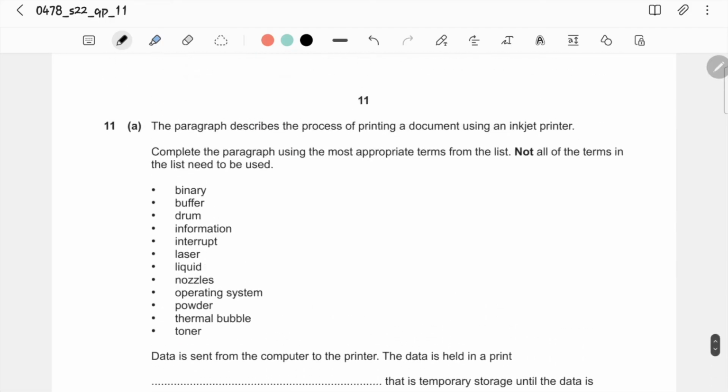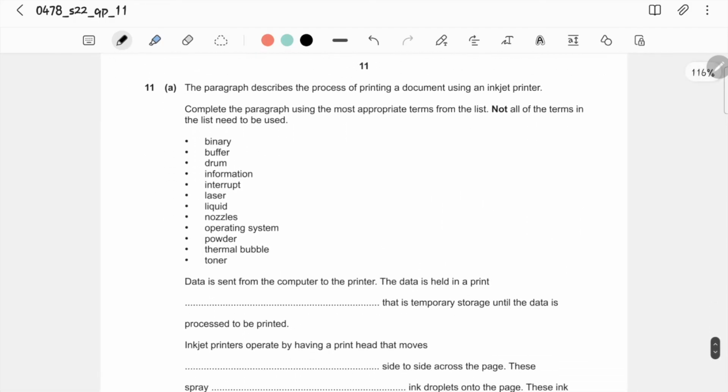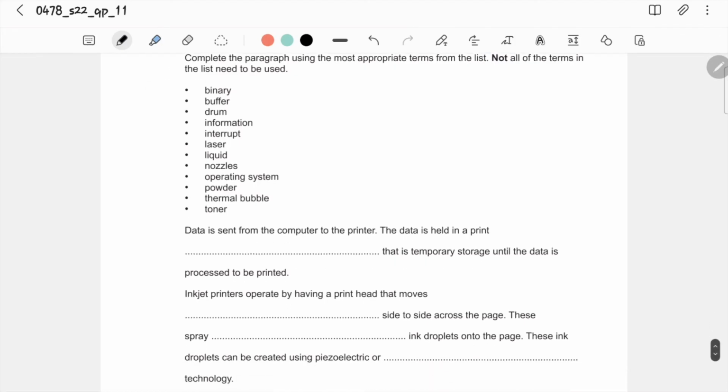Okay, simple, man. Simple. The paragraph describes the process of printing a document using an inkjet printer. So we are talking about an inkjet printer. Complete the paragraph using the most appropriate terms from the list. Not all the terms in the list will be used. Data is sent from the computer to the printer. The data is held in a computer, in a print buffer.